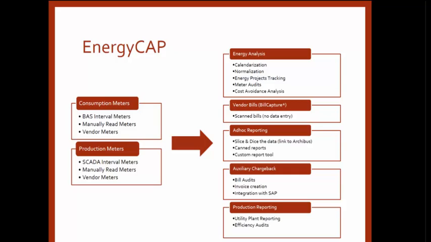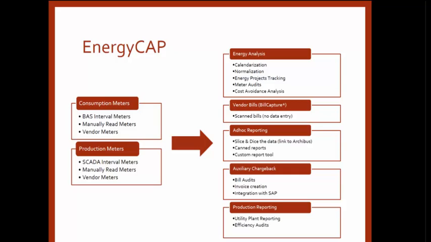Another, and in some ways one of the biggest, benefits of implementing EnergyCAP at Nebraska campus was to perform our auxiliary chargebacks. As I mentioned in one of the first few slides, a big chunk of our users are auxiliary customers, meaning that they reimburse us for the energy they use. It used to be a very manual process before EnergyCAP was implemented. But since then, we are able to do bill audits. We can create invoices and post them on a portal that the customer can come and download directly.